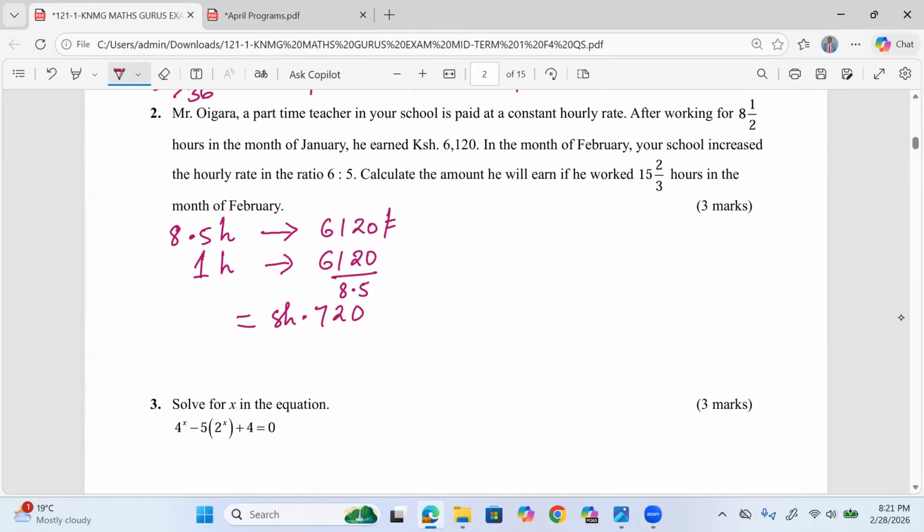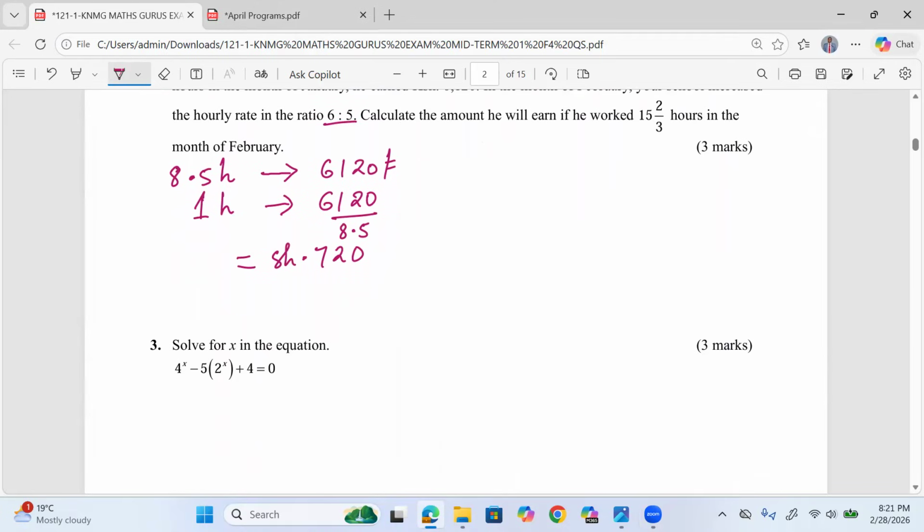Now, this amount is getting increased now. The hourly rate is getting increased to a new rate. So what is the new rate per hour?